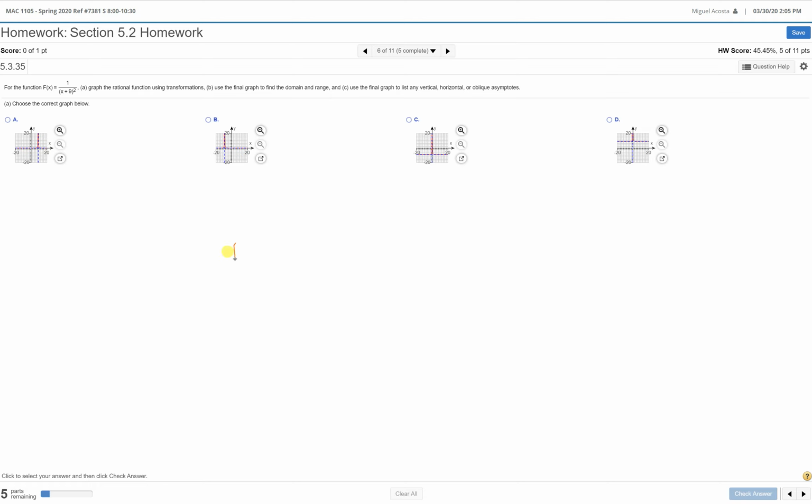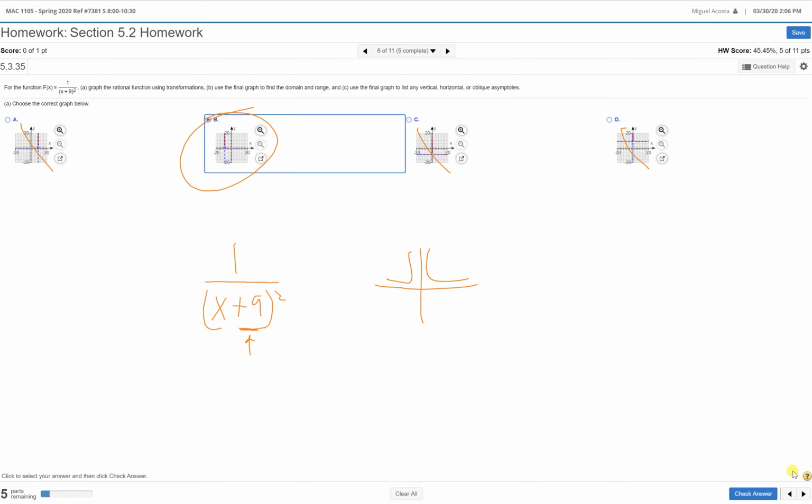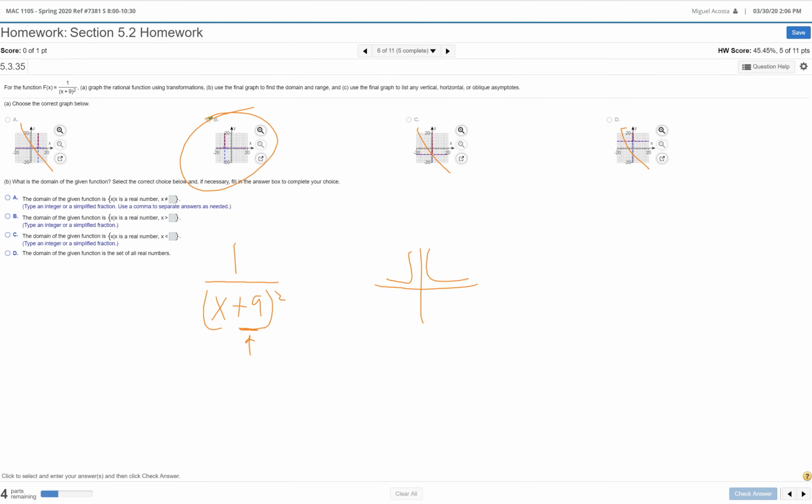Okay, so for this equation, it's obviously going to look something like this, but this plus 9 makes it go up, down, left or right. Correct, it goes left. When it's inside happening to the x, it goes left or right, and it's always opposite. So if it's plus 9, it's going left. A is going to the right, B is going left. Looks like B is the answer. C is going down, D is going up. So the answer is B. Let's select B and see what happens. Nice work.